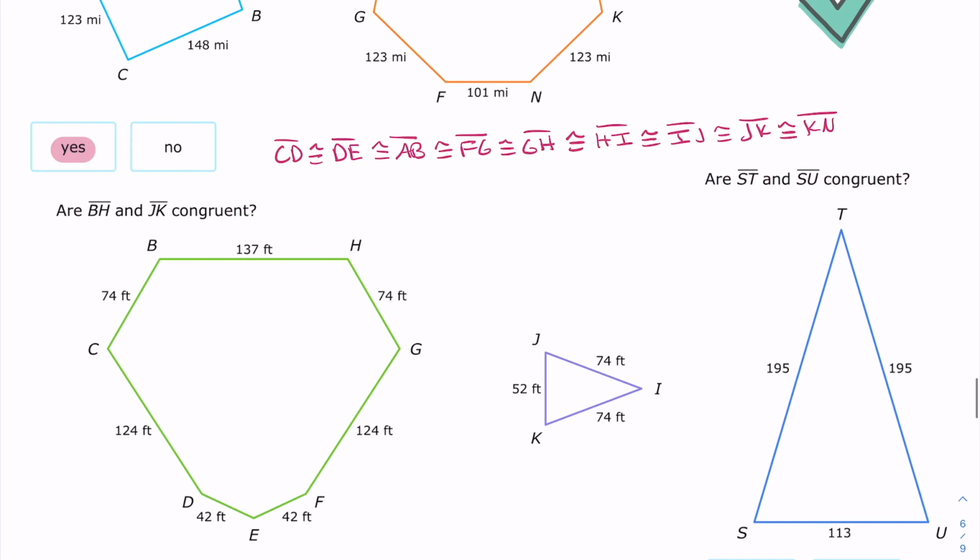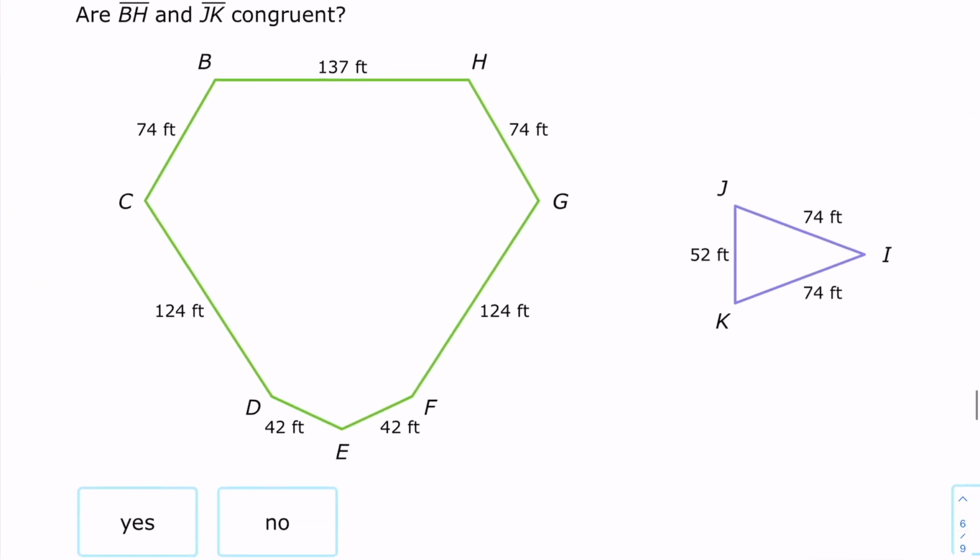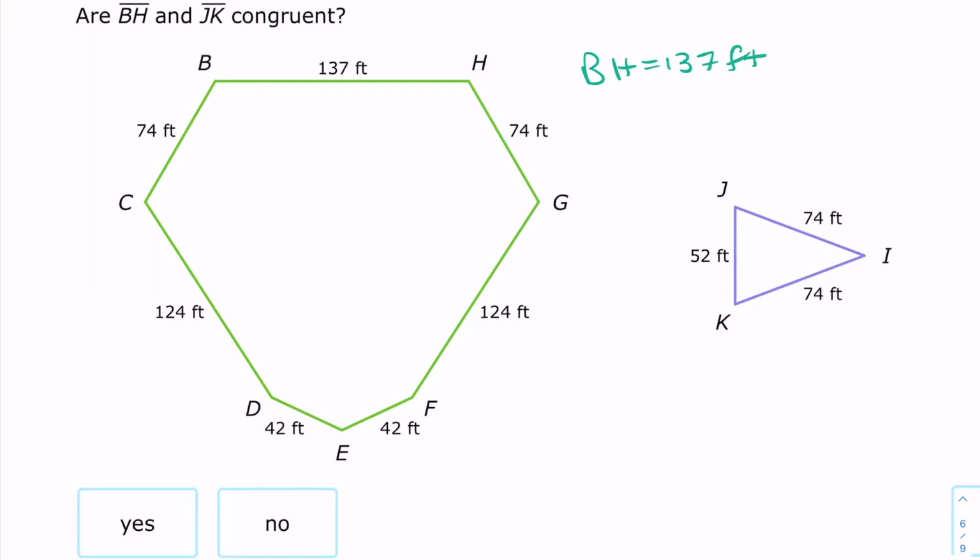Okay, the next one, we are comparing these two, BH. BH is 137 and JK is 52. So BH is 137 feet and JK is 52 feet. 137 does not equal 52. So the answer to this is no, they are not congruent.